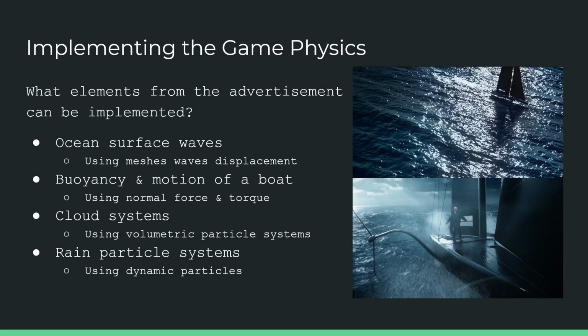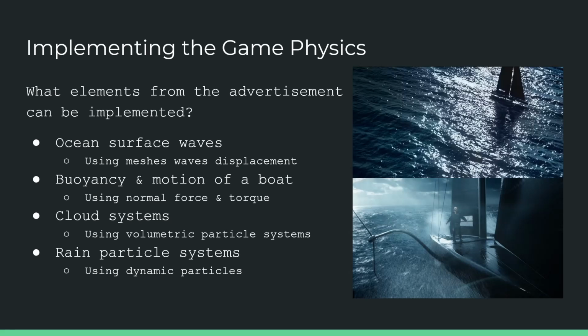In the advertisement, there are many game physics elements which can be used as a base for implementation on a game physics engine. So there are four main elements that we will be implementing. The first is ocean surface waves, which is the main and ubiquitous element in the advertisement. This can be done using wave mesh displacement in a game physics engine.